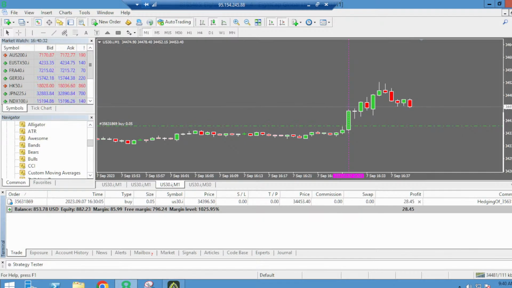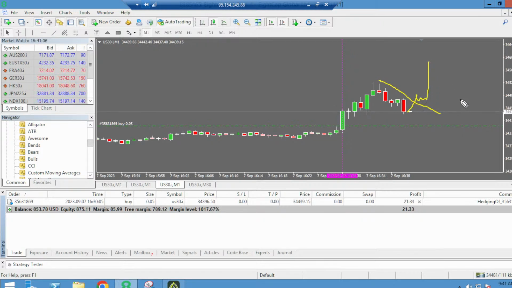We're getting a deep pullback. It's pulling back deeper than I would have liked. So what you can look for now is something like this, and if price comes and breaks out from here, we could continue moving up again.